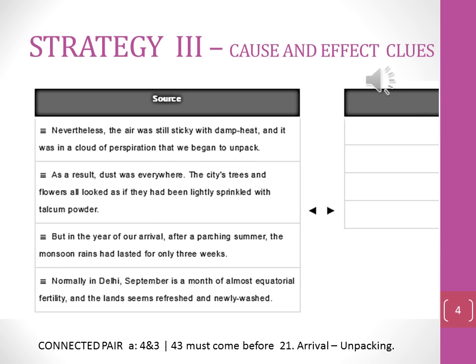Look for a synonym for dust: parched. There is a parching summer. Parched means dry, right? So there's dust everywhere, that means it's completely parched, and therefore because of the lack of the rains, that has been only 3 weeks, the result has been that there is dust everywhere, right? So 3 is the cause of 2, right? Okay, so 4, 3, 2, and nevertheless the air is still sticky.